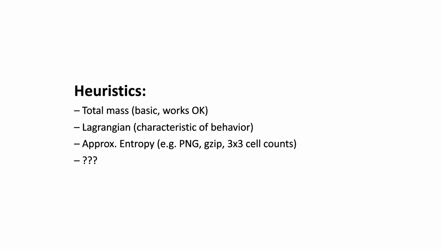Another thing that I've been working on, which I'm not aware of any other work on, is to construct a Lagrangian, which is not so easy to do in regular Lenia, but in asymptotic Lenia, where it's a differential equation, it's quite nice to do that. So that gives you a characteristic value that you can plot. And approximations of the entropy. We can't actually measure the entropy of the entire thing in a meaningful way, but we can estimate entropy, or the number of bits we need to represent it, using PNG or gzip, or counting grids of 3x3 cells and getting the entropy of that distribution.